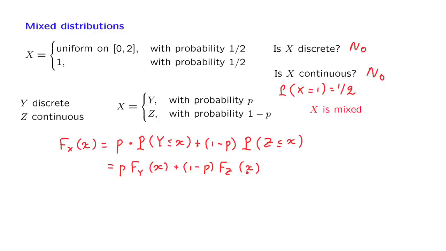We can also define the expected value of X in a way that is consistent with the total expectation theorem, namely define the expected value of X to be the probability of the first scenario, in which case X is discrete, times the expected value of the associated discrete random variable, plus the probability of the second scenario, under which X is continuous, times the expected value of the associated continuous random variable.